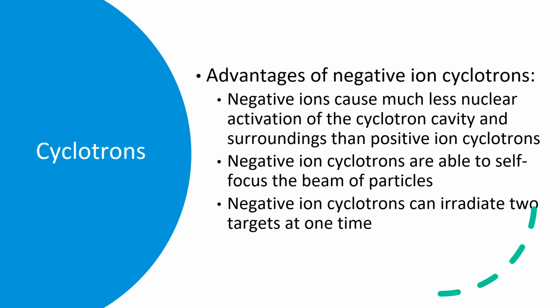So these are some of the advantages of the negative ion cyclotron. They have less nuclear activation. Negative ion cyclotrons are able to self-focus the beam, and then they can irradiate two targets at the same time.